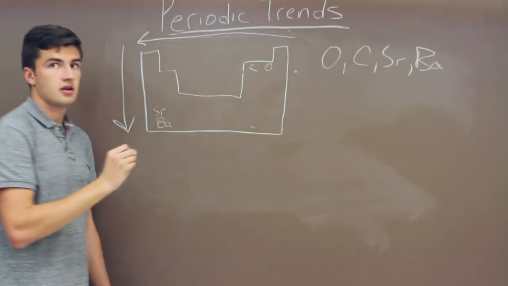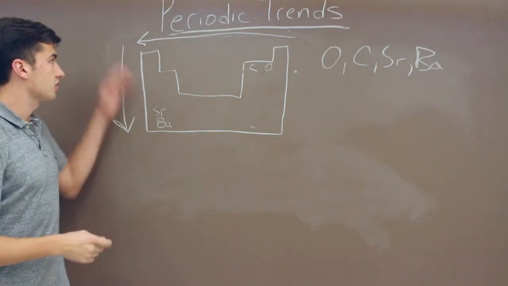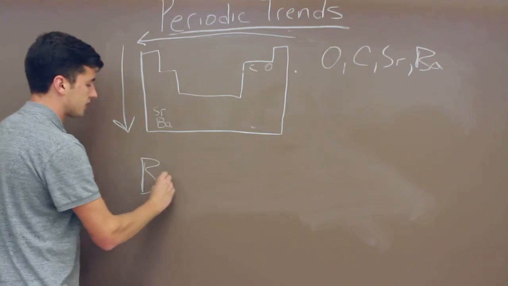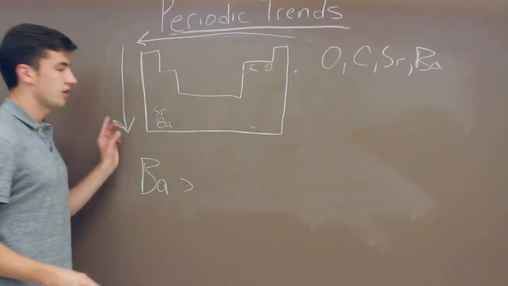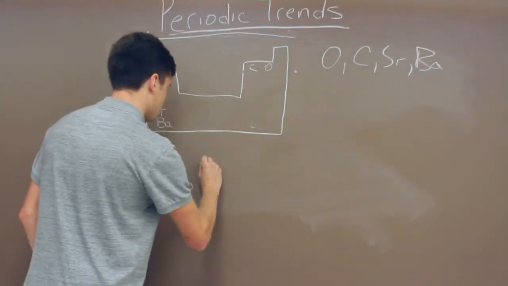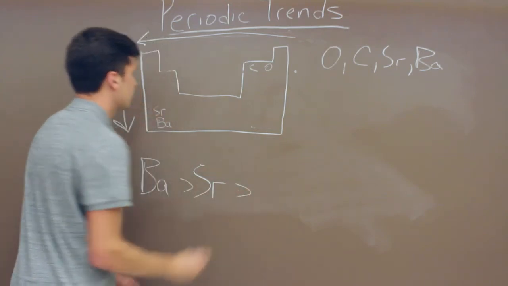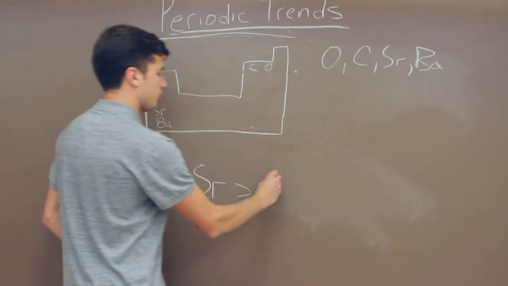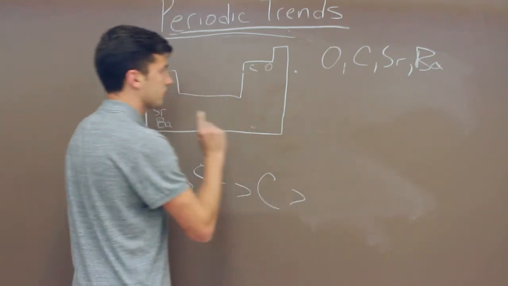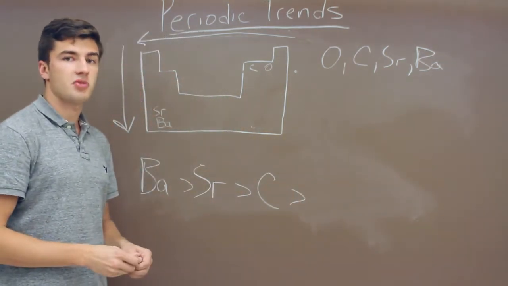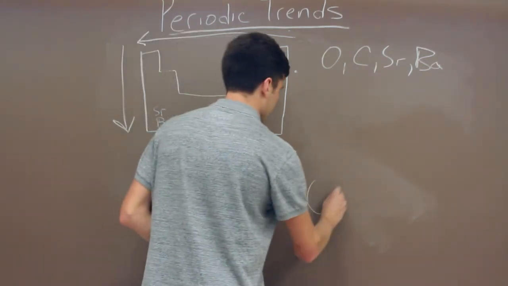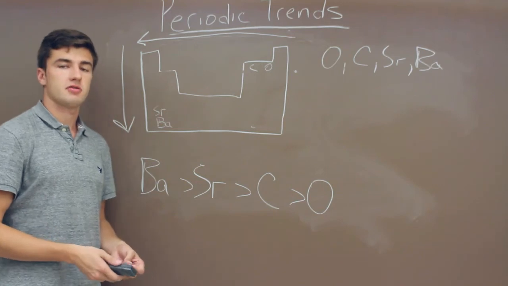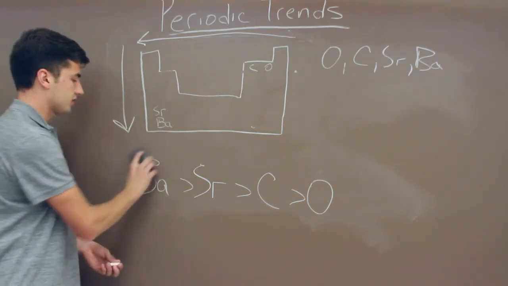barium here, and we know as you go down, your atomic radius increases. So barium has the largest atomic radius. Right above it is strontium. Now we're going to go up and to the right, still decreasing, and we get to carbon. And further to the right is oxygen, so it has the smallest atomic radius. Okay, this is one way that you can apply the atomic radius periodic trend concept.